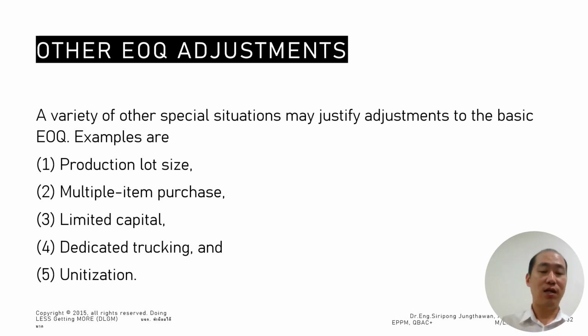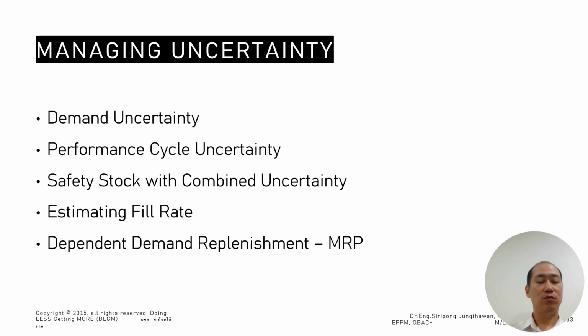We have a production lot size. We have multiple item purchase, where you pool two or three items, not just one item. We call this consolidation. Consolidation helps you manage items in one truck. You can design a lot of items in here. And also you have limited capital or dedicated truck and utilization.